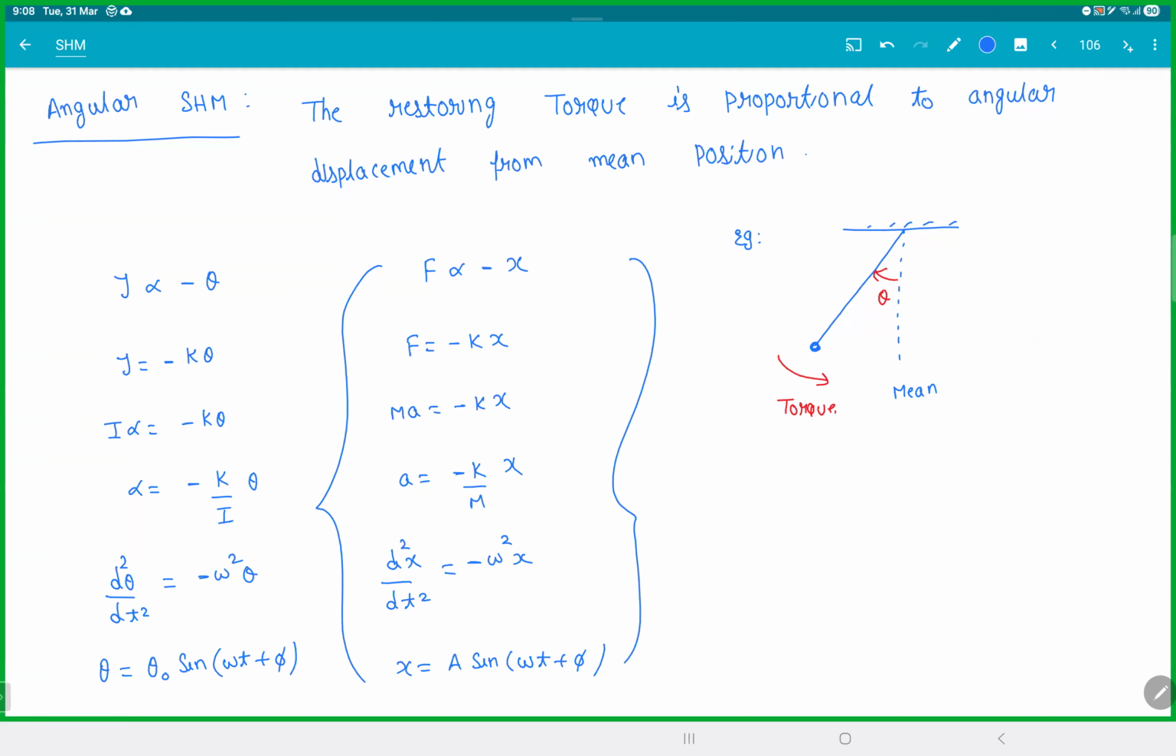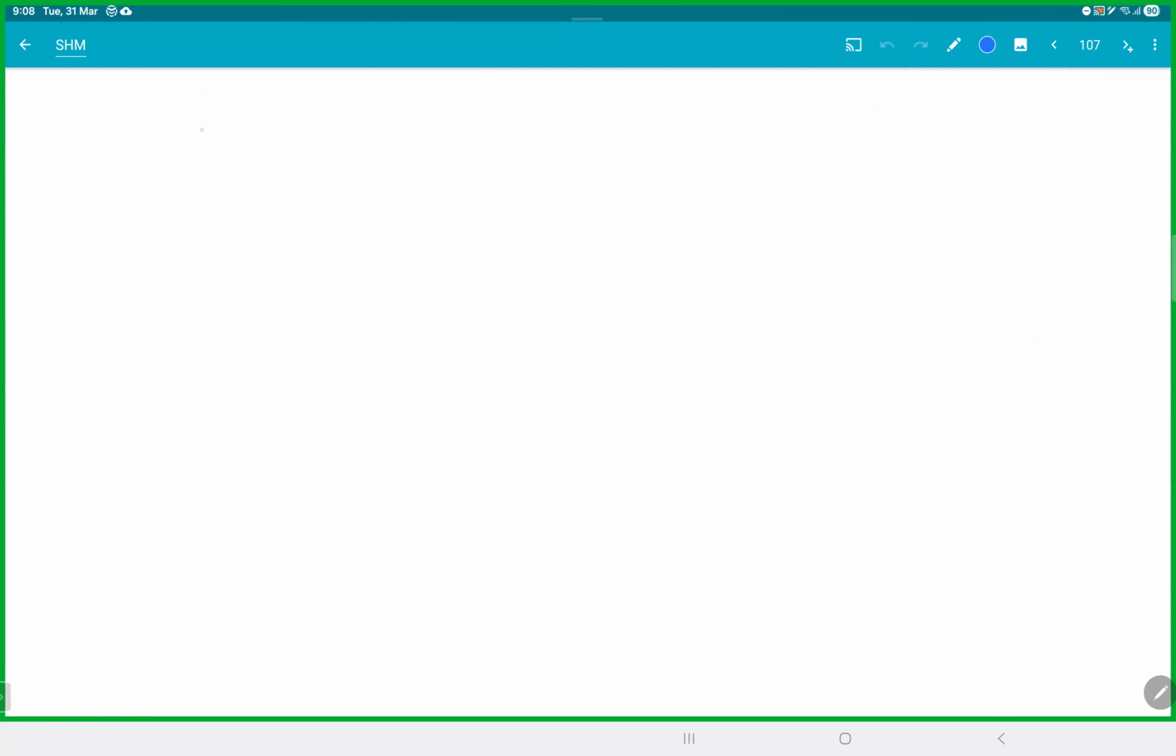So just to write down the general equation there. So theta is equal to theta naught sine omega t plus phi. So theta naught here is your angular amplitude. So we just put an angular word for everything. So what is the amplitude? The maximum displacement from the mean position. What is the angular amplitude? The maximum angle from the mean position.